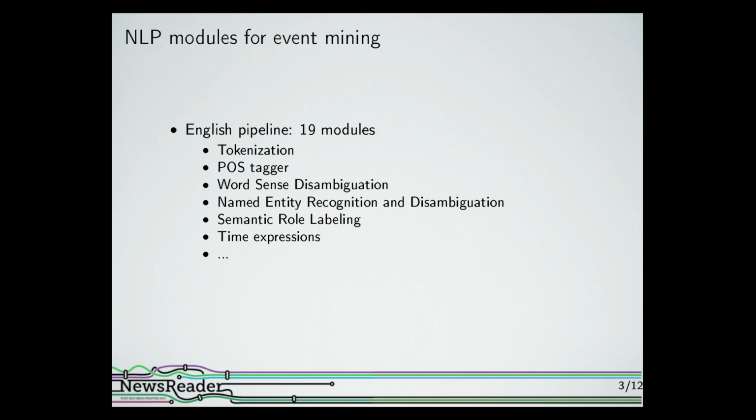NewsReader uses a complex set of NLP modules to accomplish its task. In the case of English, nowadays there exist 19 modules that perform NLP tasks, which range from basic tokenization to named entity recognition and disambiguation, semantic role labeling, identifying time expressions, etc.